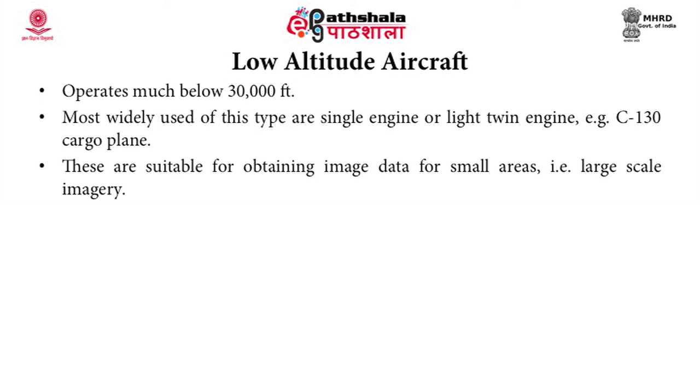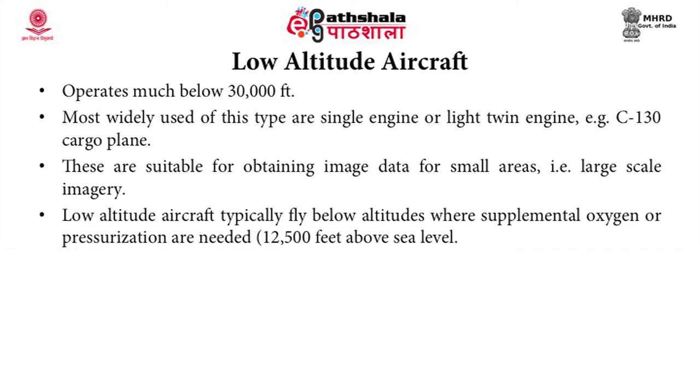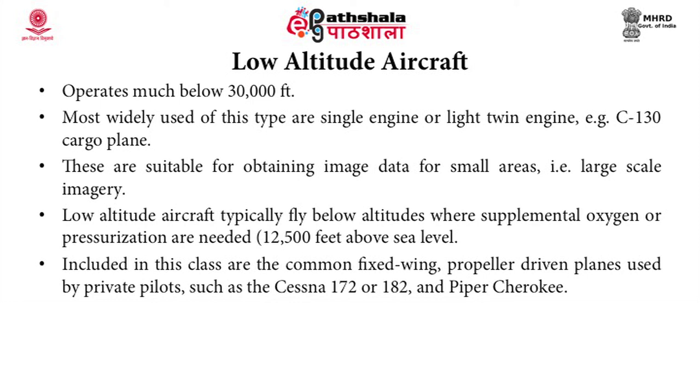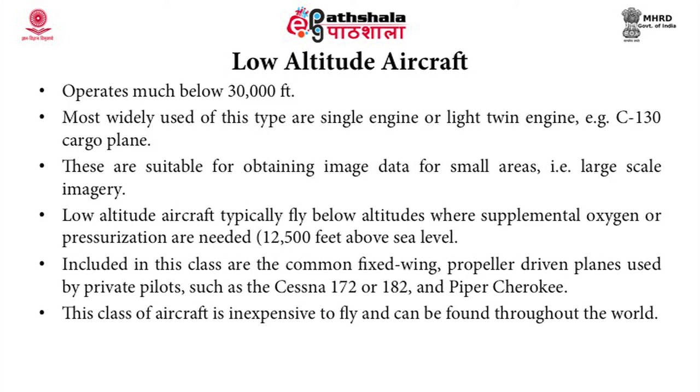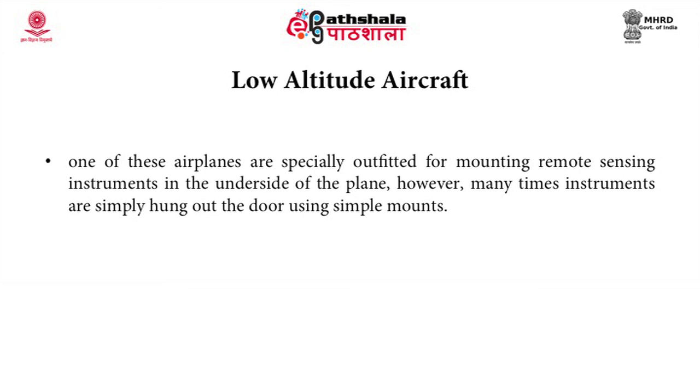Low altitude aircraft typically fly below altitudes where supplemental oxygen or pressurization are needed, for example 12,500 feet above sea level. Included in this class are the common fixed wing propeller driven planes used by private pilots such as Cessna 172 or 182 and Piper Cherokee. This class of aircraft is inexpensive to fly and can be found throughout the world. Some of these airplanes are specifically outfitted for mounting remote sensing instruments in the underside of the plane. However, many times instruments are simply hung out the door using simple mounts.